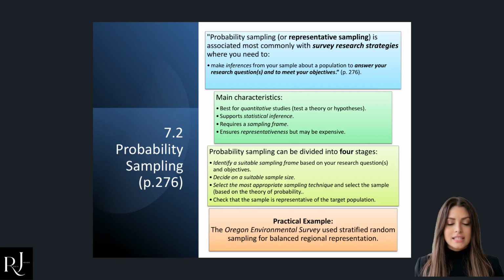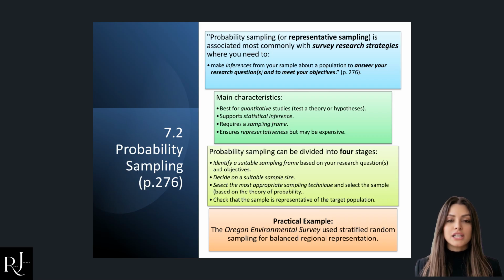It is best for quantitative studies where you are testing a theory or a hypothesis. For instance, a psychologist might use probability sampling to test the hypothesis that students who study with music in the background perform differently on exams. This method supports statistical inference but requires a solid sampling frame. In the case of the public opinion survey, the sampling frame could be the list of all registered voters in the city. While it ensures representativeness, keep in mind it can be more expensive and time-consuming.